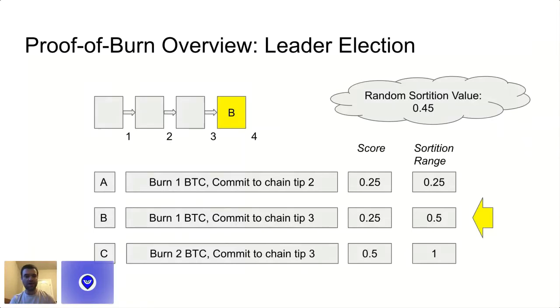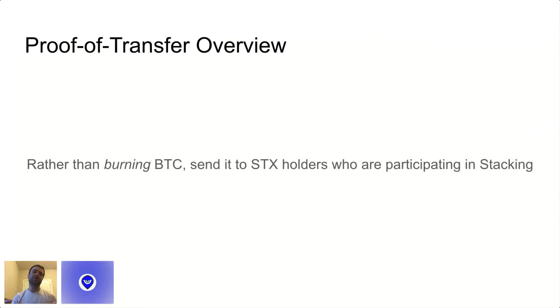With this system, you're able to produce the Stacks blockchain, run it on top of the Bitcoin blockchain, and have miners participate entirely through burning Bitcoin. Okay, so that's great. Now, proof of transfer is a generalization of this algorithm. In proof of transfer, rather than forcing miners to burn all of this Bitcoin, what the network specifies is that each miner should send that Bitcoin to Stacks holders who are participating in the stacking process.